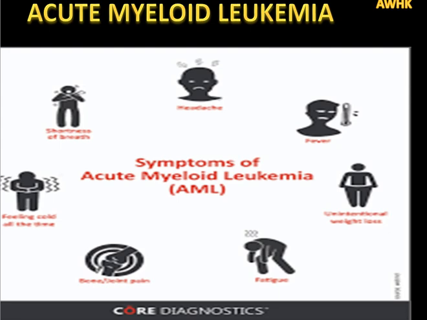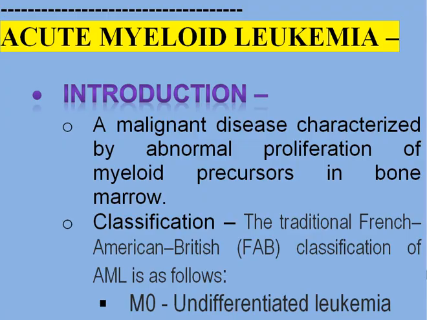Today our topic of discussion is acute myeloid leukemia. Sometimes it is missed because it presents with non-specific symptoms. It can present with shortness of breath, headache, fever, weight loss, fatigue, or bone pains. So mostly it is not diagnosed properly initially. So let's start with the introduction.